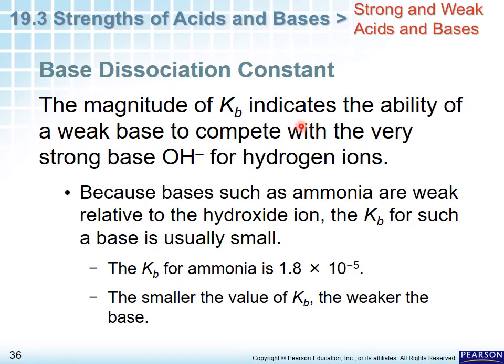The magnitude of Kb indicates the ability of the weak base to compete with the very strong OH negative ion. Because bases such as ammonia are weak relative to the hydroxide ion, the Kb for such a base is usually small. So Kb for ammonia is 1.8 times 10 to the power negative 5. So the smaller the value of Kb, the weaker the base. Okay, so a small value of Kb means the base will be weak.